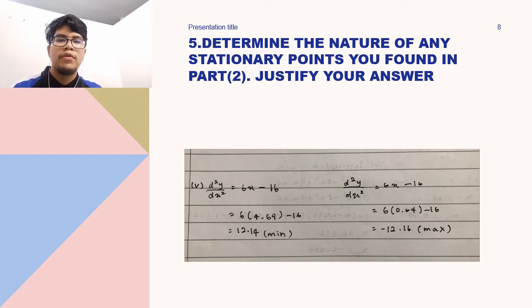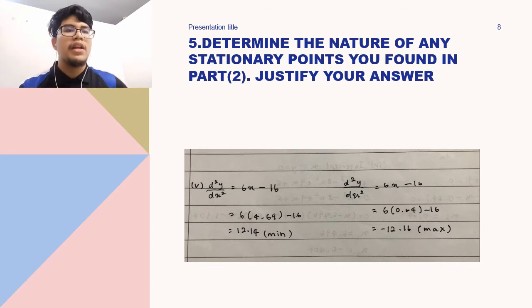So we have to find d²y/dx². When we find d²y/dx², we can put the stationary x into d²y/dx². For the fifth answer, d²y/dx² equals 6x minus 16.